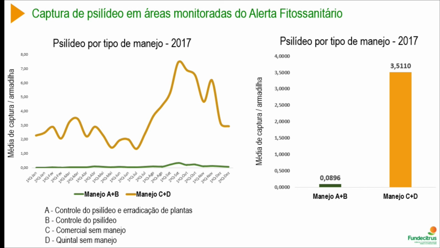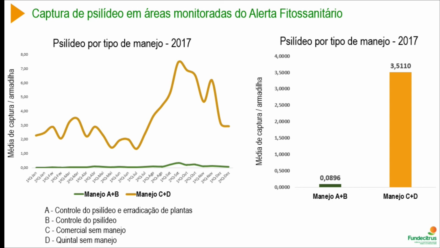So the traps of the plant health alert are divided into different types of management. We have management A and B. A is where we have psyllid control and plant eradication, and B is where we have psyllid management but no plant eradication. Then management C and D have no management: C are commercial farms with no management, or D are backyards and non-managed areas.